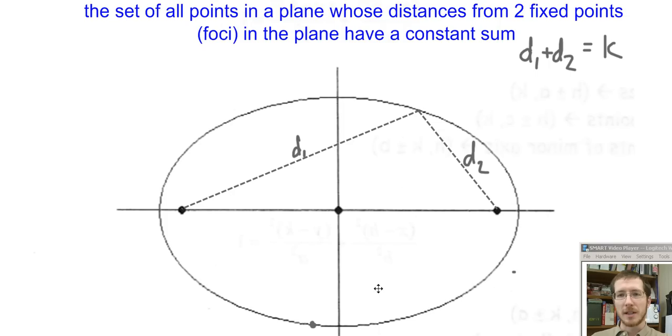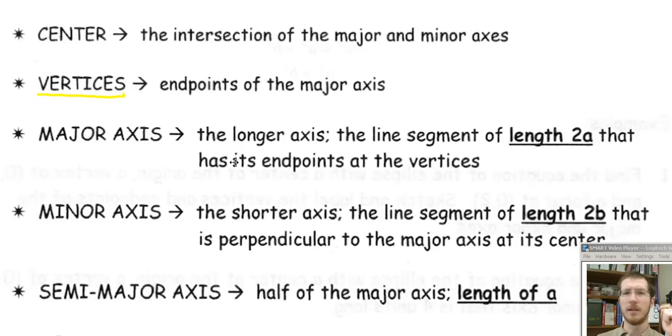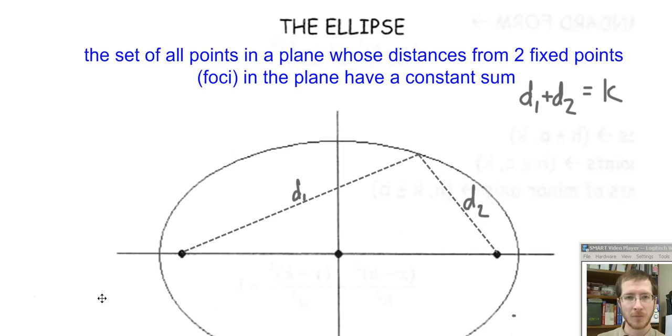All right, so now let's look at some of the components. That's our basic definition: the set of all points that have the same sum of distances away from two focus points. Underneath that ellipse on your note sheet, we've got a list of components. Let's look at the first one, the center. The center is the intersection of the major and minor axes, so the center is this point right here.